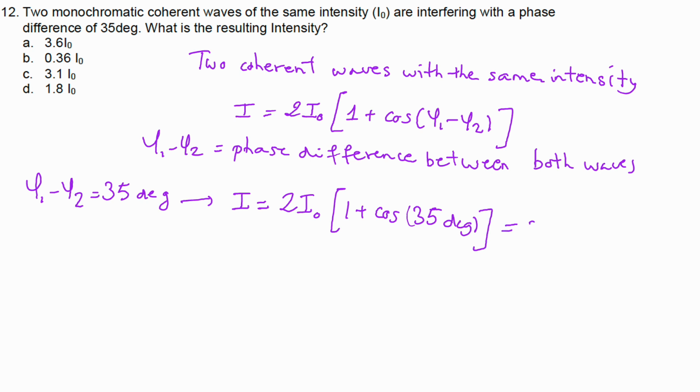So our resultant intensity is going to be 2 times the initial one, times 1 plus cosine of 35 degrees. This is going to be 3.638 times the input. So when we see this on the solutions given, that's going to be the first option: the resultant intensity is around 3.6 times the initial one.